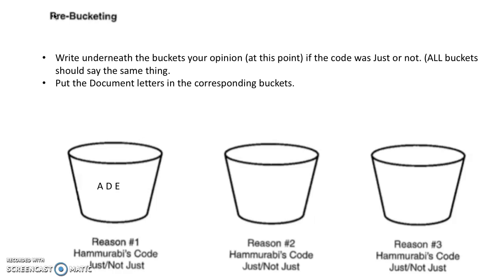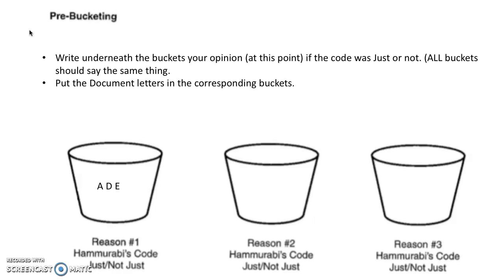So once you've decided in your mind if the code was just or not just, you're going to look at the cover page and find the letters that go with the documents. And judging from the titles of the documents, you're going to put the letters in each bucket, just like I've done here with A, D, and E. All of the buckets should have the same thing and the same letters at this point. Later on when you're bucketing, it's going to be different.